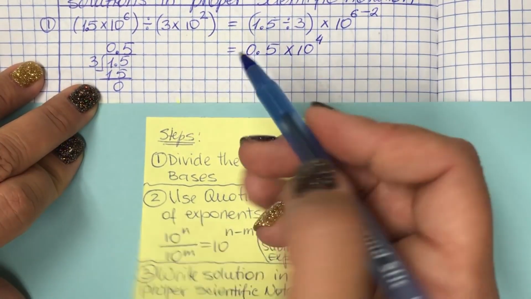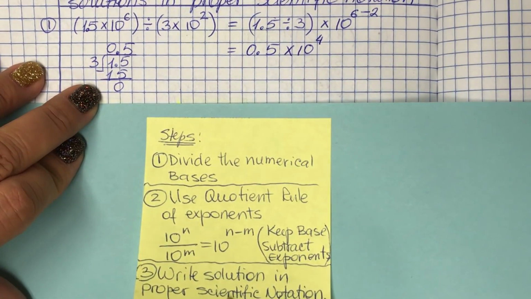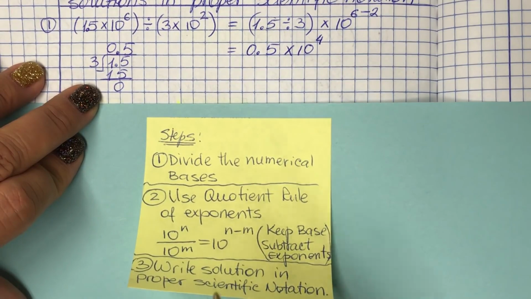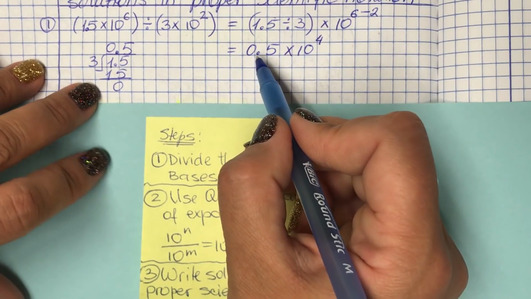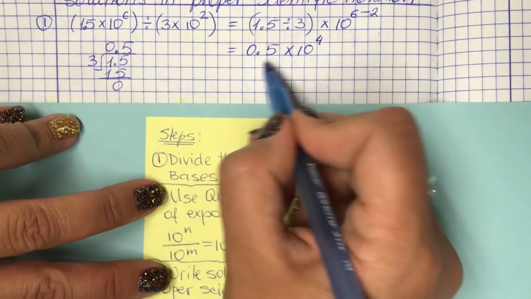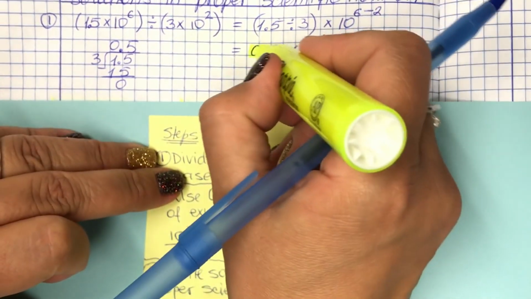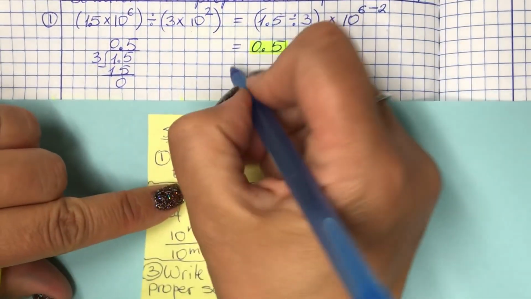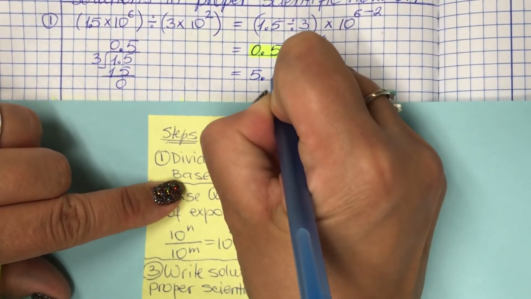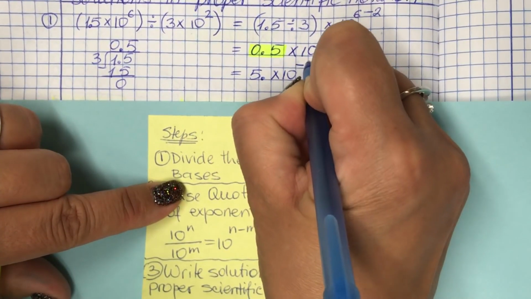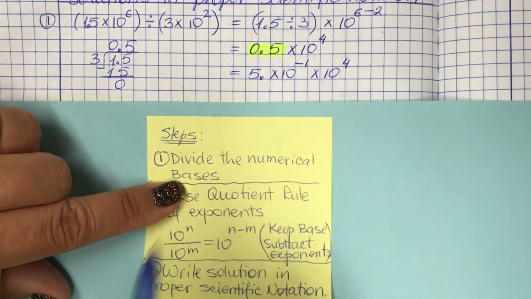10 to the 4th. So now check to make sure that step 3 is the solution in scientific notation written properly. To be proper scientific notation, I cannot have 0 point. I have to have a non-zero digit. So I have to take this 0.5 and change it to proper scientific notation. That is 5 point. 5 is in the tenths place, so that means times 10 to the negative 1, and bring down the 10 to the 4th from the previous line.